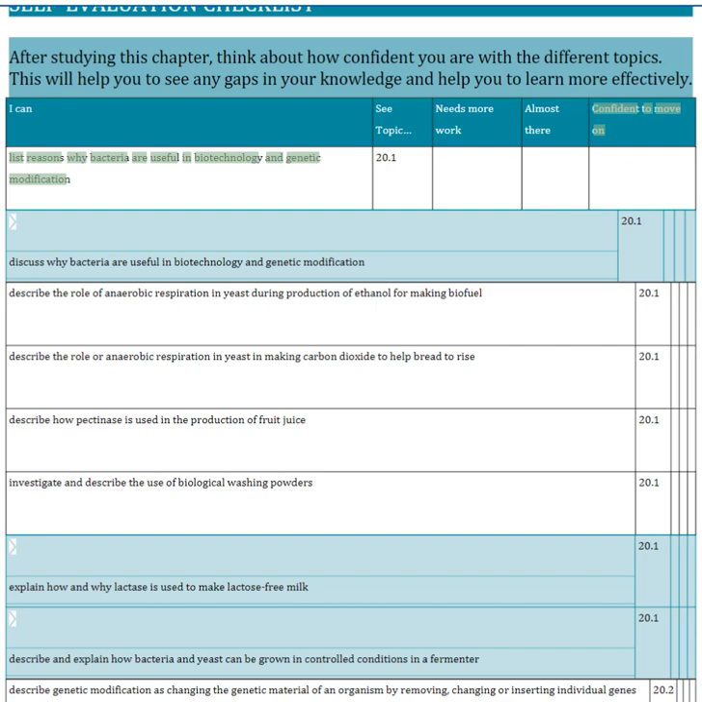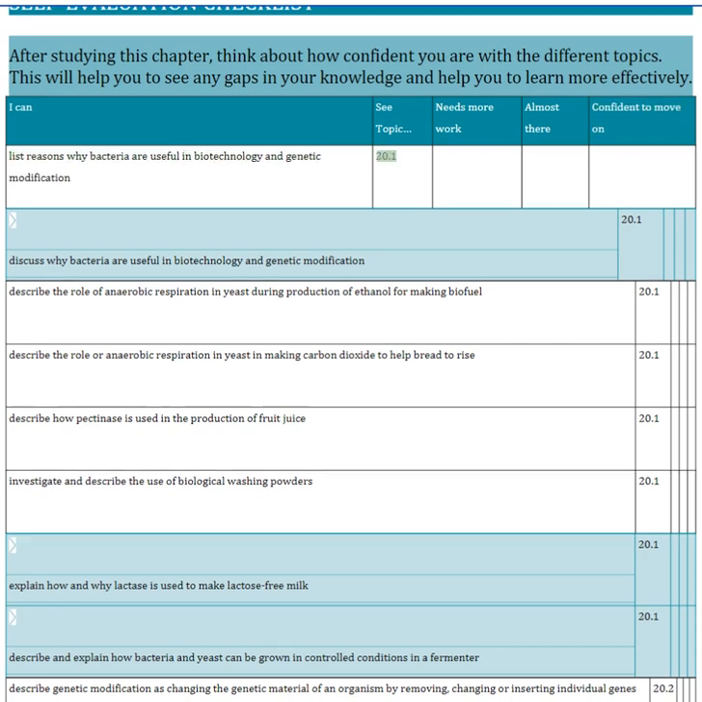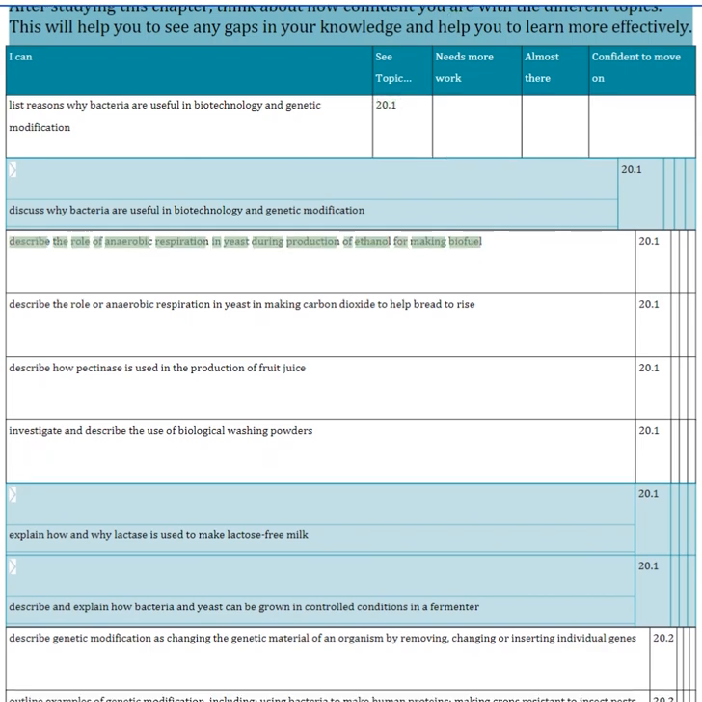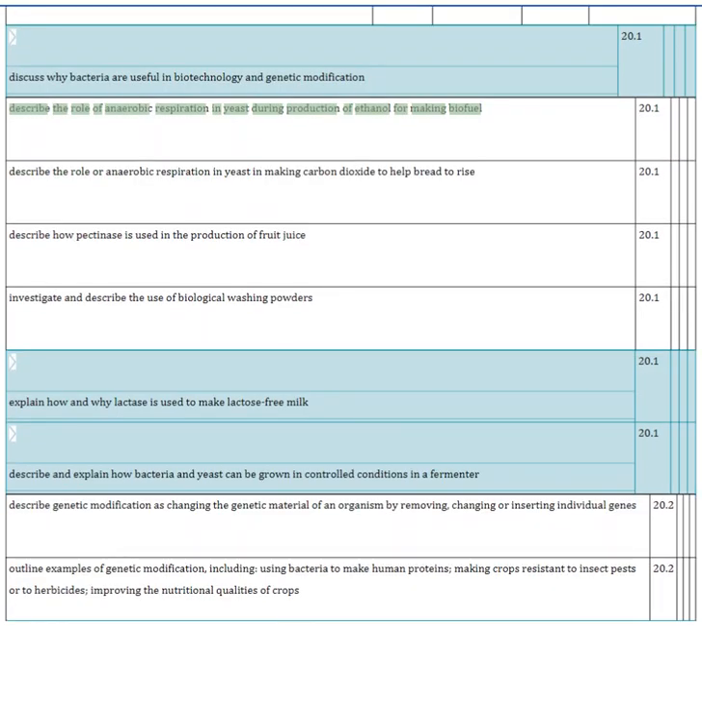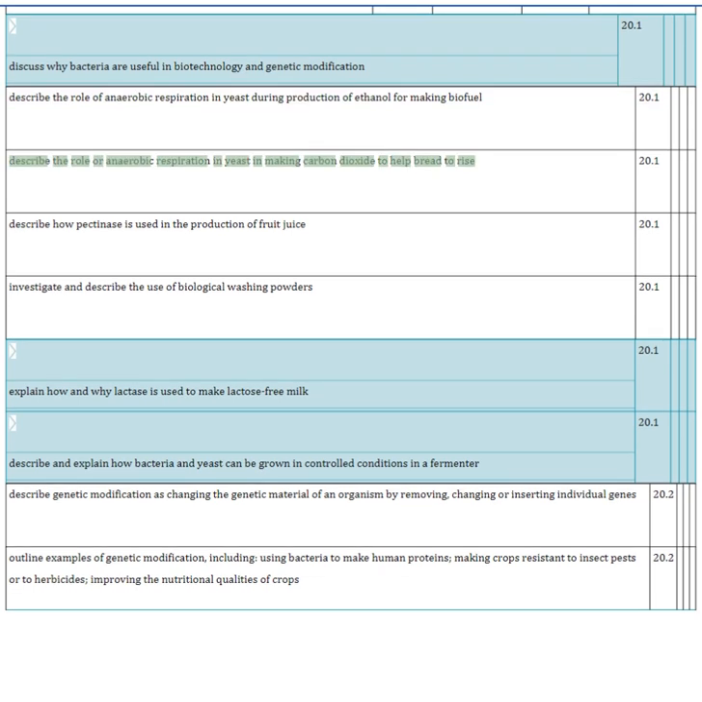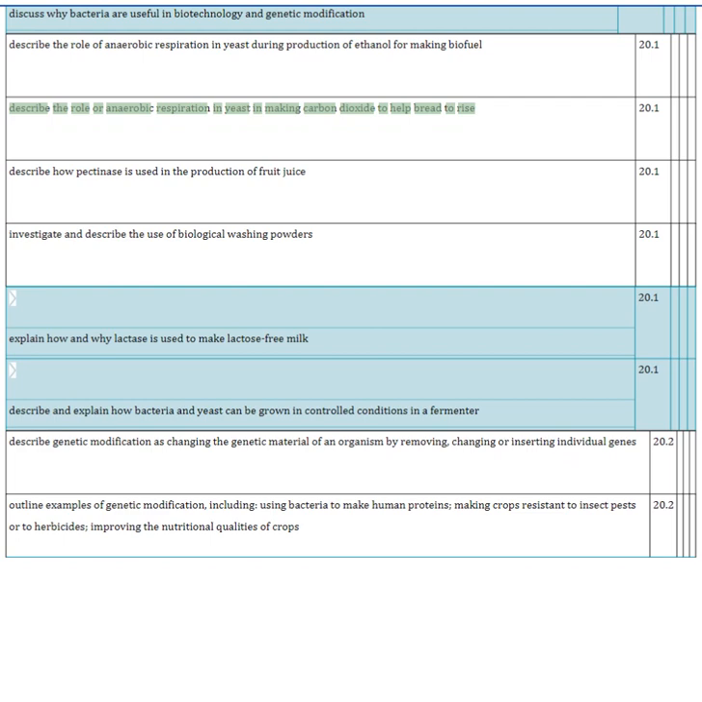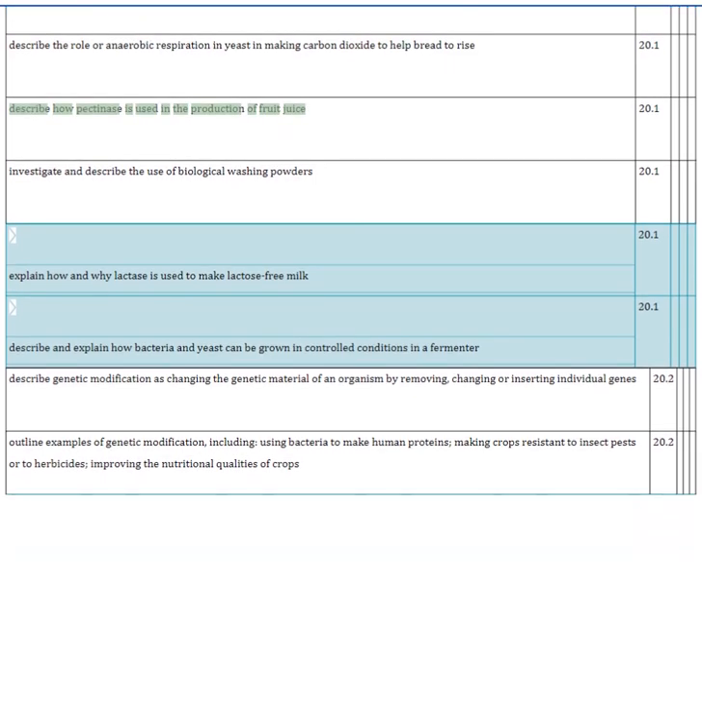List reasons why bacteria are useful in biotechnology and genetic modification. 20.1. Describe the role of anaerobic respiration in yeast during production of ethanol for making biofuel. 20.1. Describe the role of anaerobic respiration in yeast in making carbon dioxide to help bread to rise. 20.1. Describe how pectinase is used in the production of fruit juice.